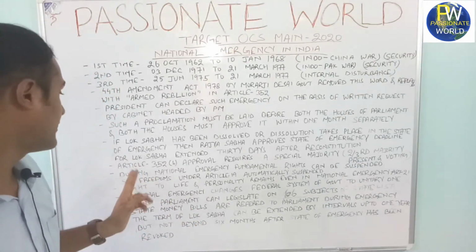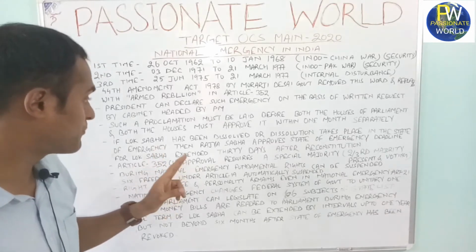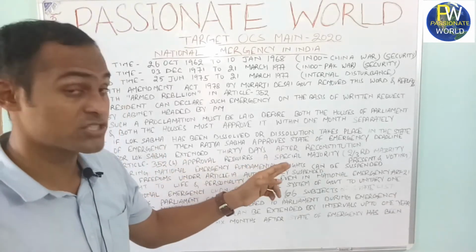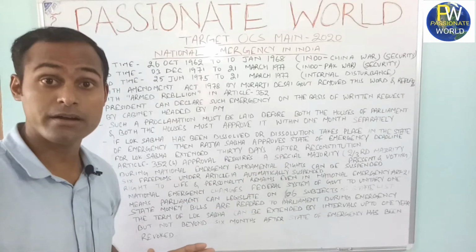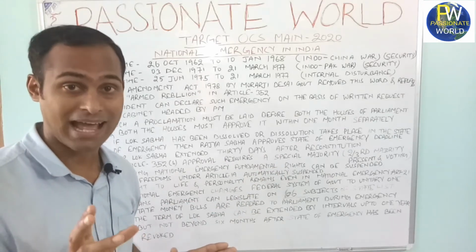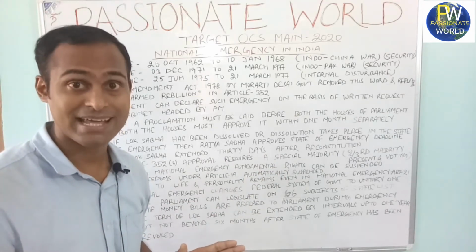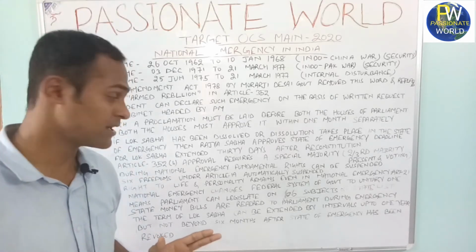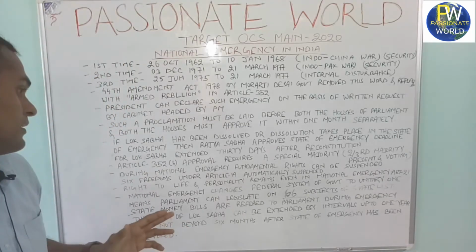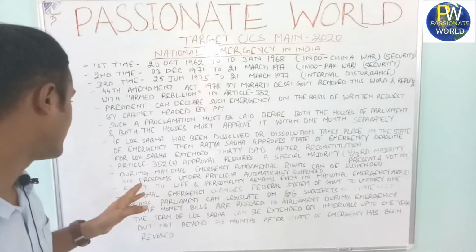Then Article 352 sub-clause 6 approval requires a special majority. That means two-thirds of the members present and voting. That is a special majority, it has to be passed. Then only can it be implemented.